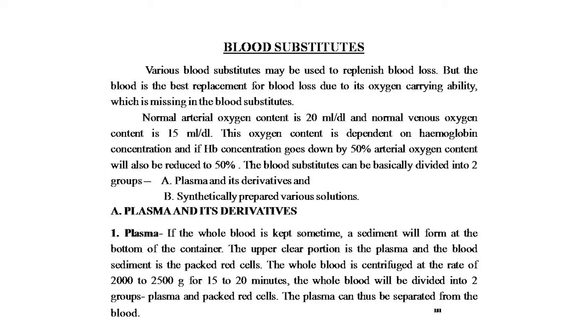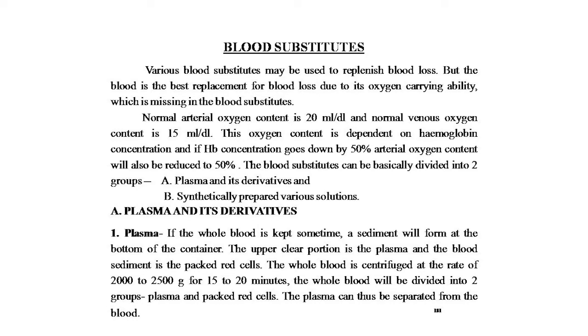In group A, plasma and its derivatives include plasma, fresh frozen plasma, platelet-rich plasma, platelet concentrate, fibrinogen, albumin, and cryoprecipitate. And in the second group, the synthetically prepared solutions are dextran, low molecular weight dextran, gelatin, hydroxyethyl starch, that is called HES, fluorocarbons, etc. Now, first we see the plasma and its derivatives.